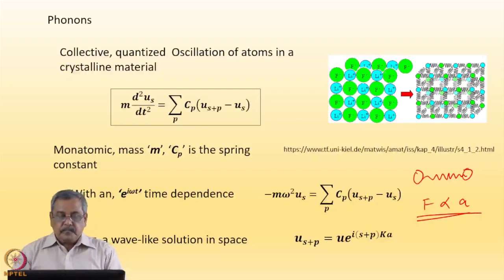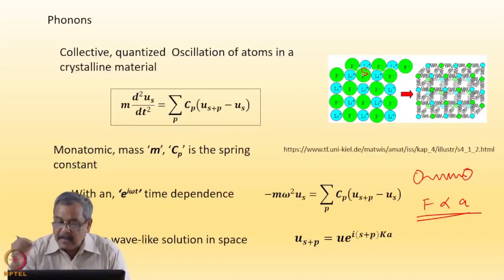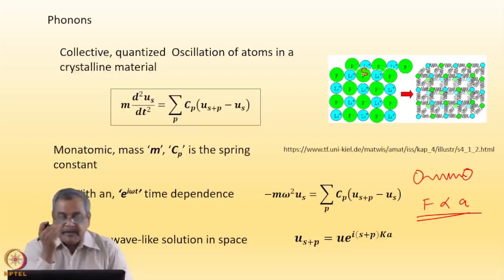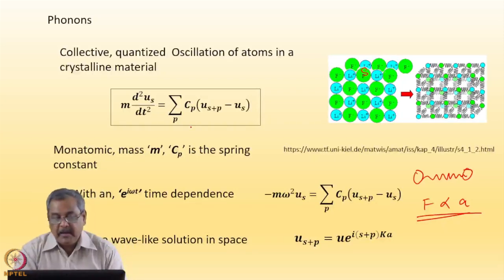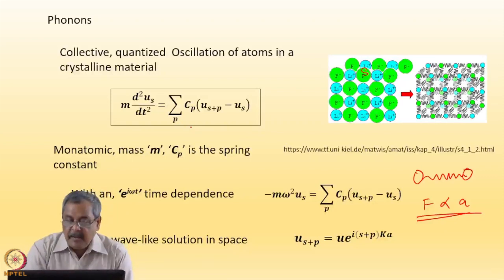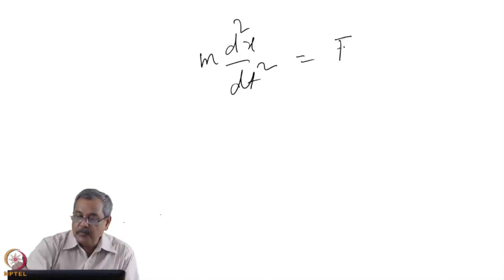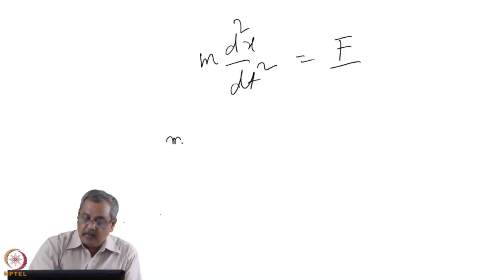Now, the force equation or the equation of motion for the sth ion will be given by the force as the second derivative of the displacement, and the sum over all neighbors, where p are the neighbors. So basically, the Newtonian equation, d2x by dt2 equal to force, translates here as m into d2us by dt2, where m is the mass of the ion.